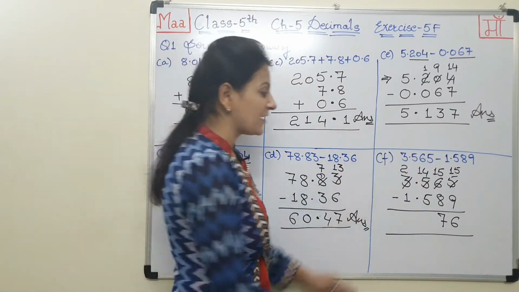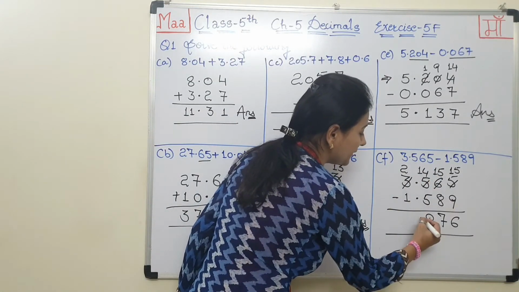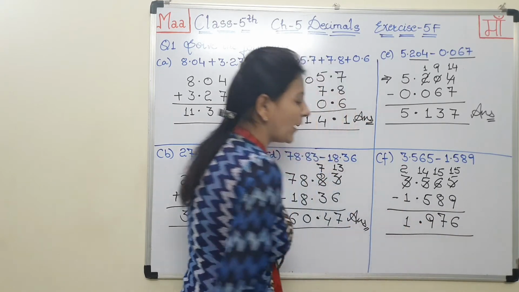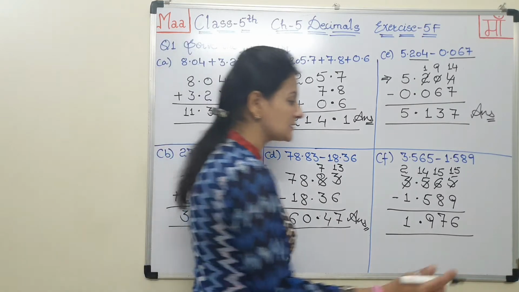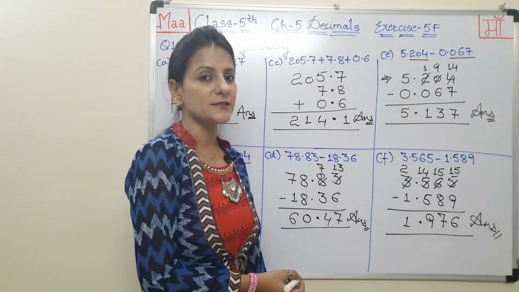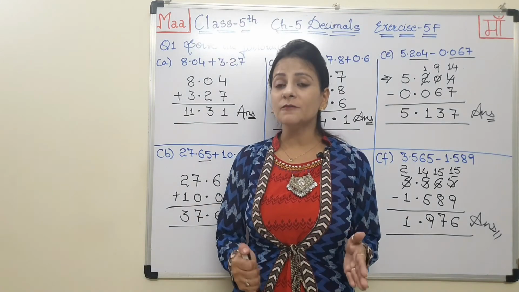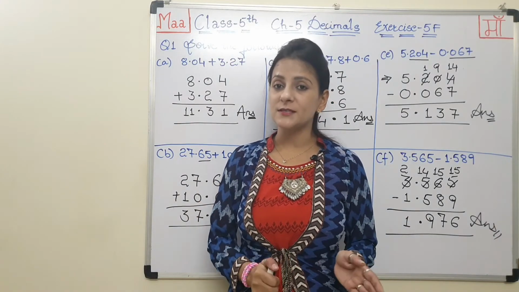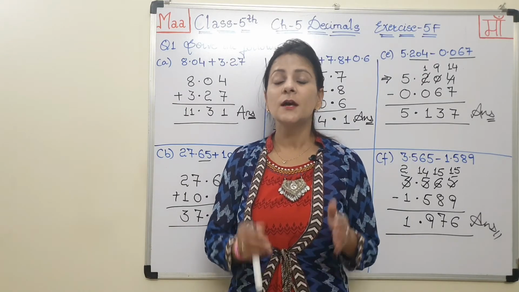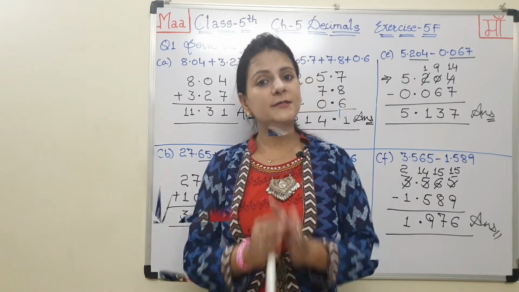And 14 minus 5 is equal to 9, which will come in tenth place decimal, and 2 minus 1 is equal to 1. So 1.976 is the answer of part F. Okay students, so like this we can solve the addition and subtraction of decimal numbers. Here I have given you all the parts of question number first. Let us move on to question number second now.